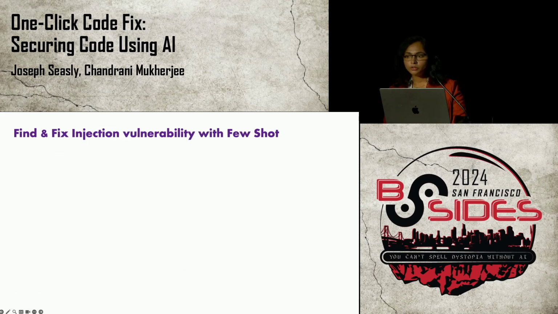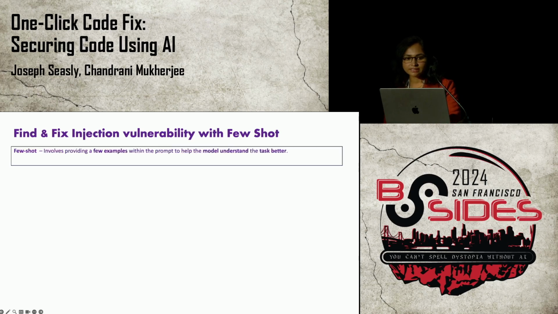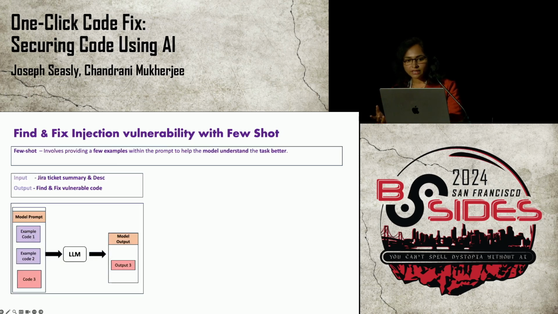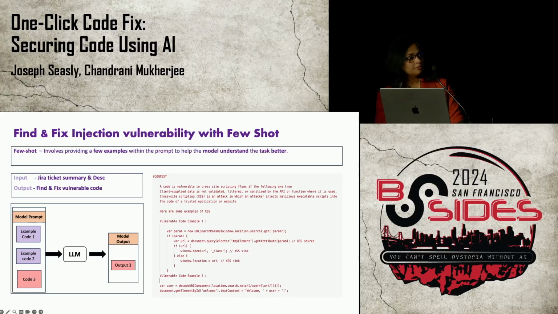So then we moved on to the few shot method. Few shot is when you give not just one, but 3 to 5 examples, so that the model understands the context and the task better. So here we looked through, okay, in our Jira, if we say injection, what are the different types of injection examples that we can find, and let's give that and see how it performs. So basically you are giving multiple injection examples.